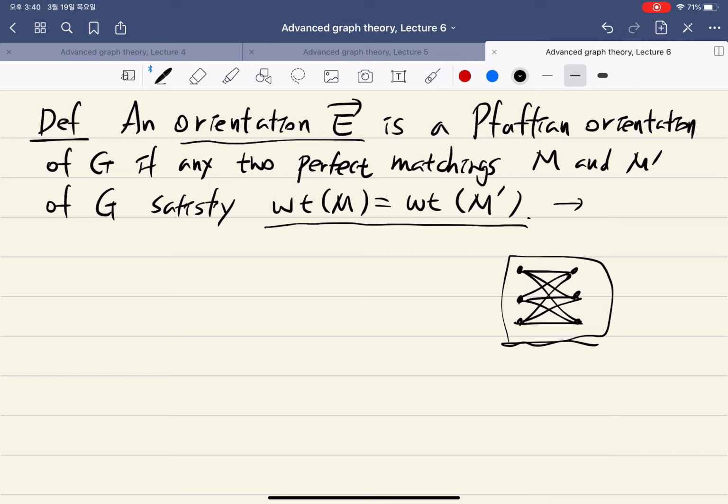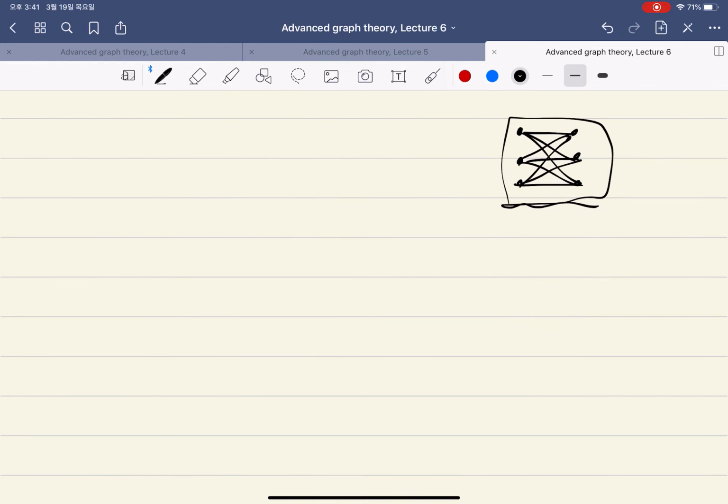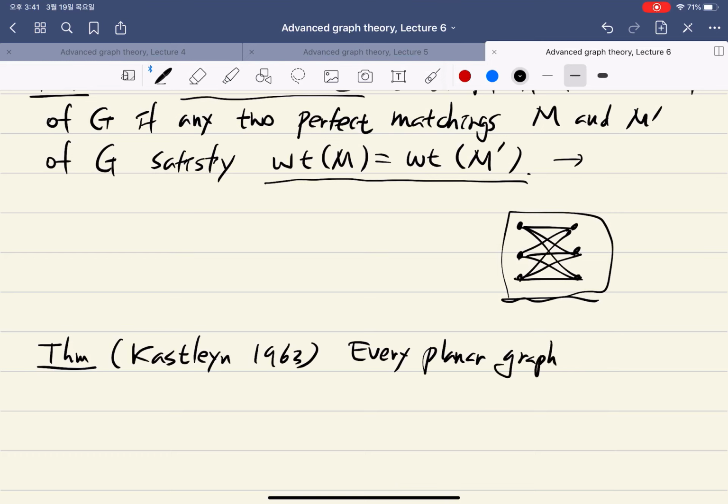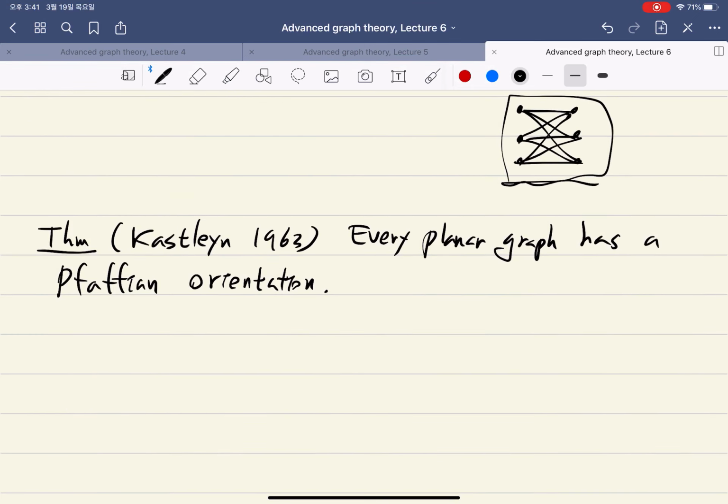Although not all graphs have a Pfaffian orientation, there are some graphs that have a Pfaffian orientation. So for example, one of the theorems, by Kasteleyn, shows that every planar graph has a Pfaffian orientation. So in the next video, we will prove this.